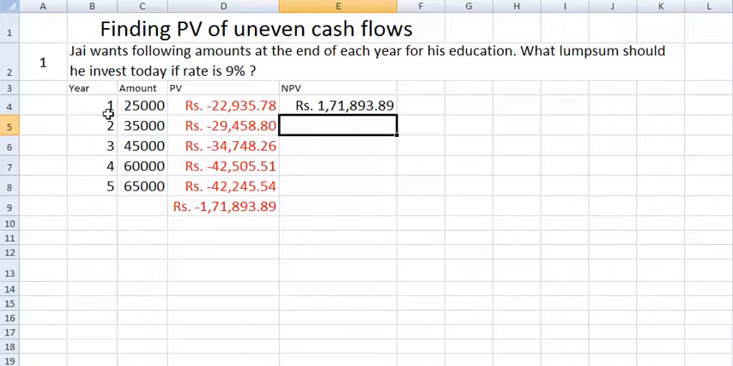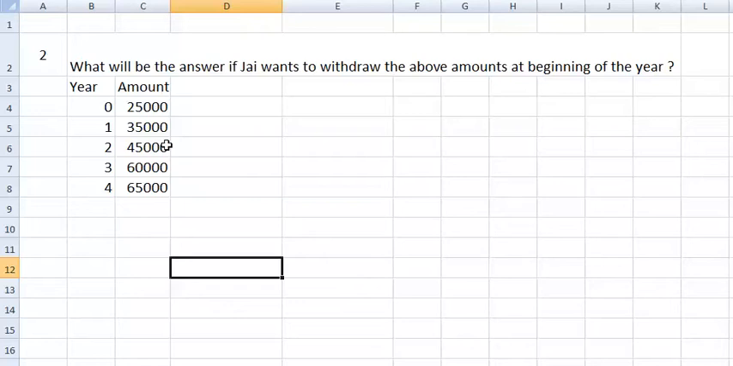Now in this case, we have had Jay withdrawing money at end of each year. However, if Jay needs money at beginning of each year, which is beginning of year 1, which basically means now, beginning of year 2 and so on, then what do we do? Let us do a quick calculation on this sheet. It basically tells us that Jay needs 25,000 rupees right away, which is beginning of year 1 or year 0, 35,000 after year 1, 45, 60 and 65,000 in subsequent years.